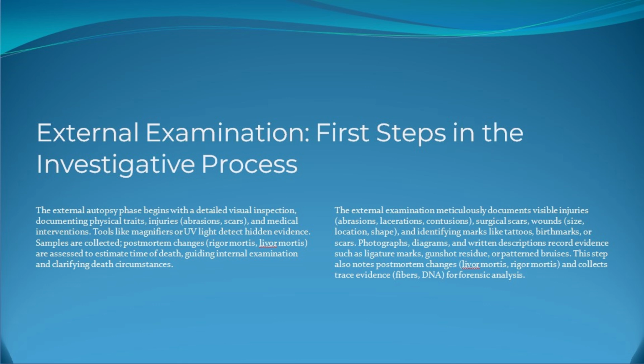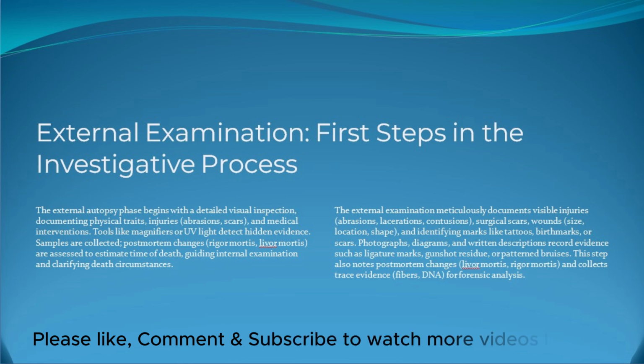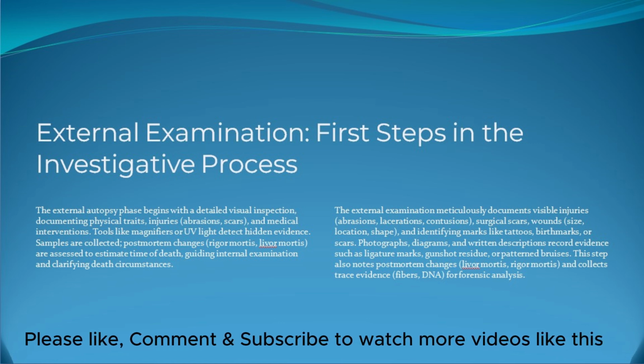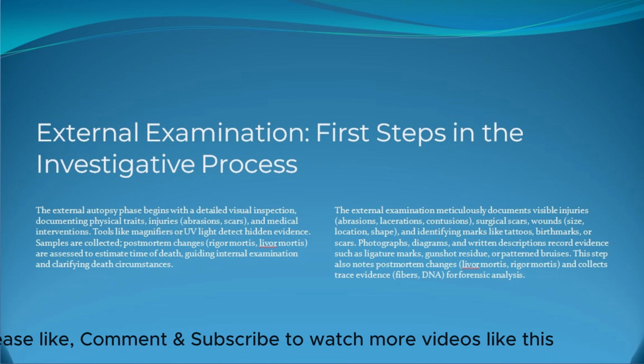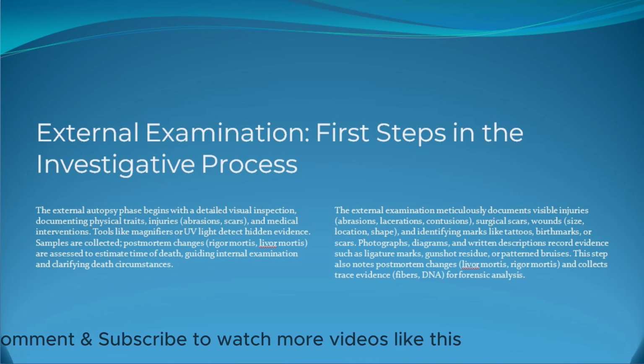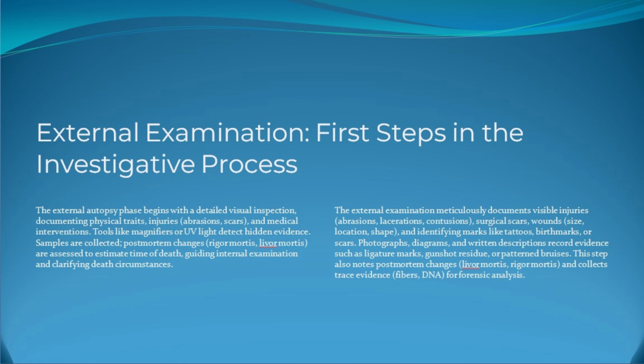The external examination meticulously documents visible injuries, abrasions, lacerations, contusions, surgical scars, wound size, location, shape, and identifying marks like tattoos, birthmarks, or scars. Photographs, diagrams, and written descriptions record evidence such as ligature marks, gunshot residue, or patterned bruises. This step also notes post-mortem changes, livor mortis, rigor mortis, and collects trace evidence, fibers, DNA, for forensic analysis.